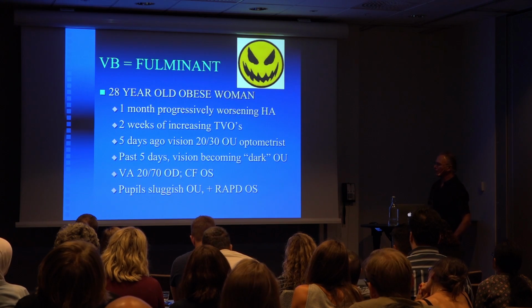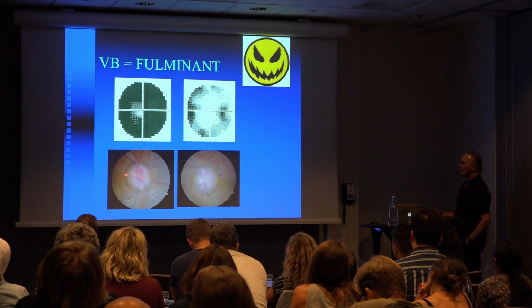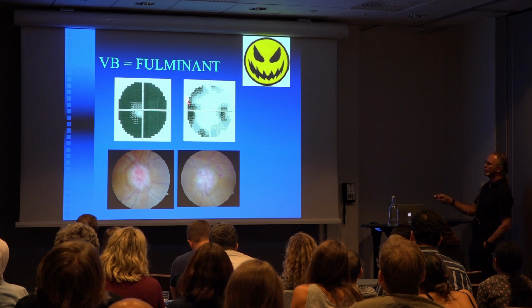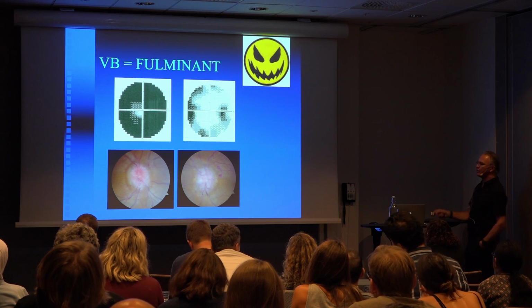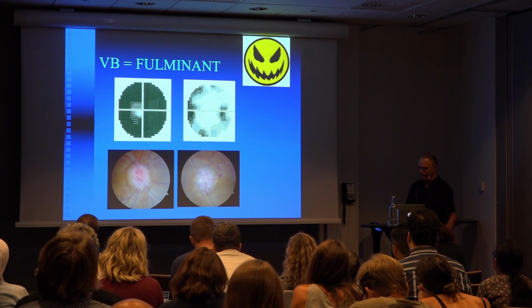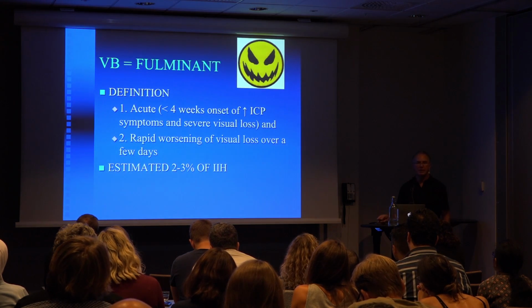There's a relative afferent pupillary defect in the left eye. And those are her discs, and those are her fields. So this one is starting to develop some peripheral loss. The left eye has severe generalized contraction with some central sparing in that area. So that would classify it as fulminant IIH.